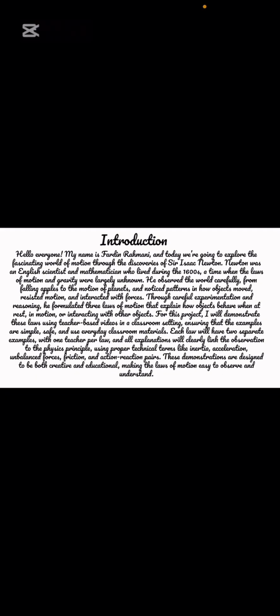Each law will have 2 separate examples with 1 teacher per law, and all explanations will clearly link the observation to the physics principle using proper technical terms like inertia, acceleration, unbalanced forces, friction, and action-reaction pairs. These demonstrations are designed to be both creative and educational, making the laws of motion easy to observe and understand.